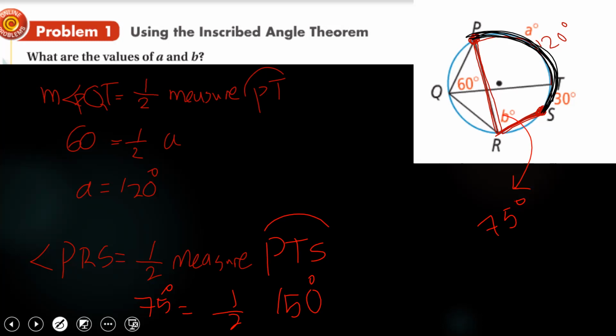No. Teacher, why is it 75? Isn't it 120 plus 30? Here we have P, here we have T, and here we have S. PT is 120 and TS is 30. I want to find PTS. So what do you have to do? You have to add 120 plus 30. Oh, okay. Then you find the 75. Yes, then half of 150 is 75, which is the measure of the angle B.